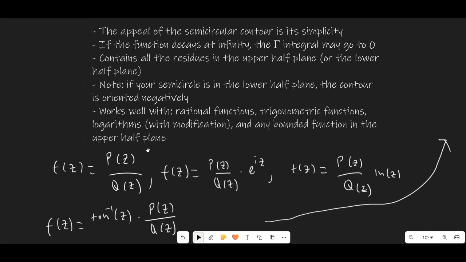So in general, we're going to use a lot of rational functions with this, but here are some examples. P of z over q of z just means a rational function of z. And then when we multiply by e to the iz, that allows us to incorporate some trigonometric functions in there. And again, it's just really, really helpful because e to the iz is bounded in the upper half plane. Natural log of z and inverse tangent of z also work quite nicely.